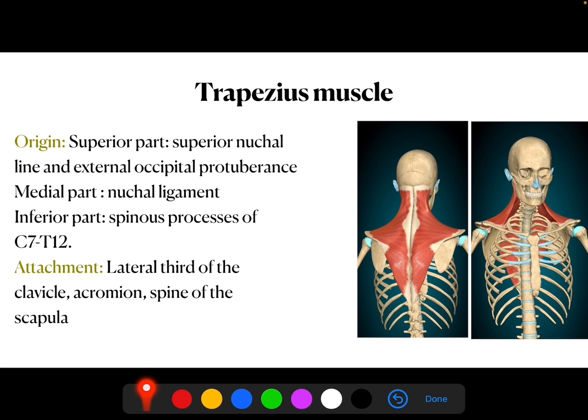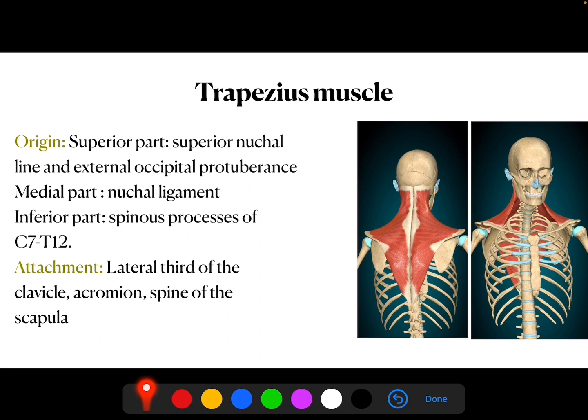The superior part of this muscle originates at the superior nuchal line and external occipital protuberance. The medial part of this muscle originates at the nuchal ligament, and the inferior part originates at the spinous processes from C7 to T12.